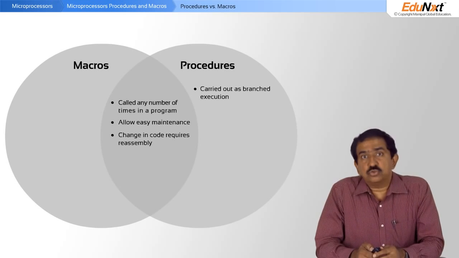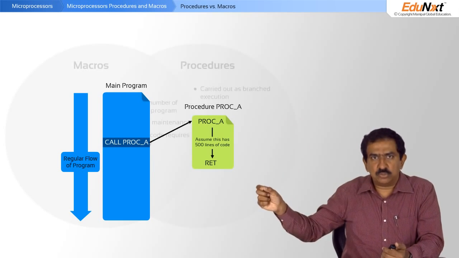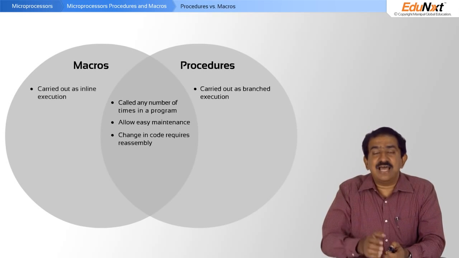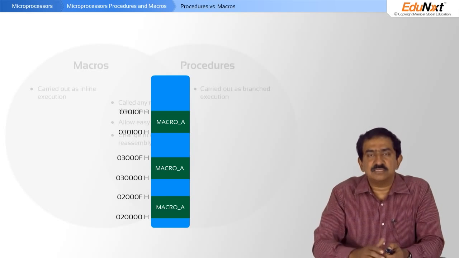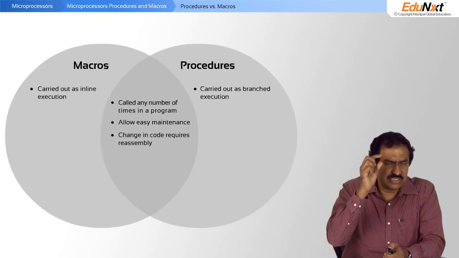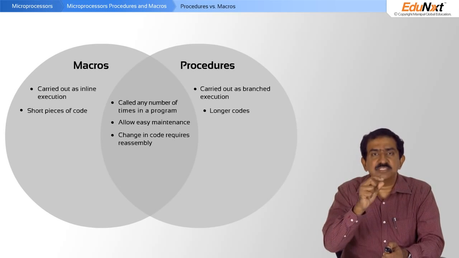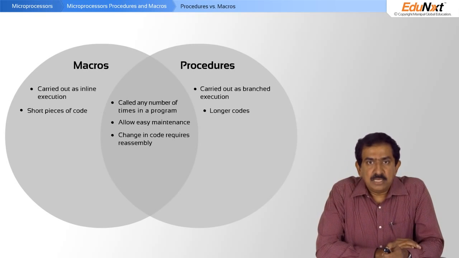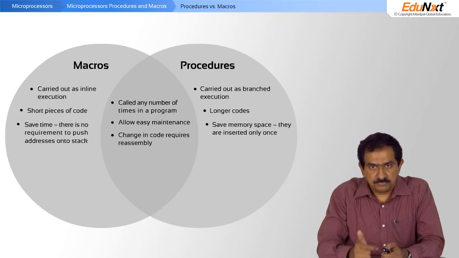There is a branched execution in the case of a procedure. That means main program, branch to procedure, come back to return instruction, come back to the main program. In the case of a macro, it is inline execution because the macro is inserted inline by the assembler for execution of the processor. Macros are typically very small pieces of code. You only need to define them as a macro because you want to call it so many times and because you want to maintain it easily. Macros save time, procedures save memory.